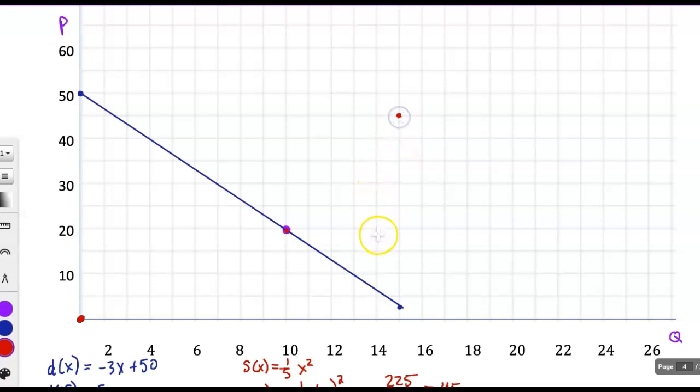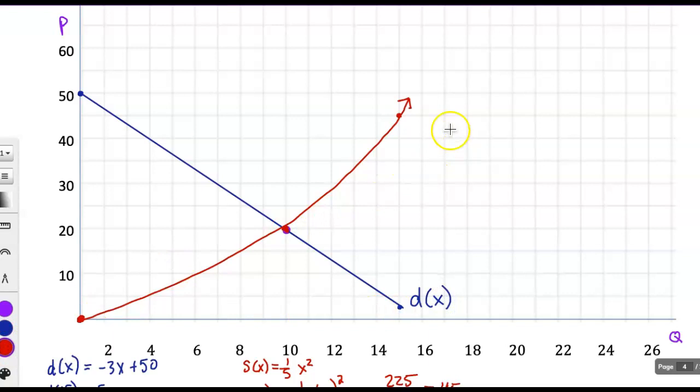And again, the only reason I'm doing that is so that I get a nice looking graph. You really only need 2 points if I'm being technical, but it's nice to have something to aim for after this. So we've got to draw more of a curve on this one because it's a parabola, and then I'll make that look bigger so that it looks good. So here's my demand curve, d(x), and here's s(x).